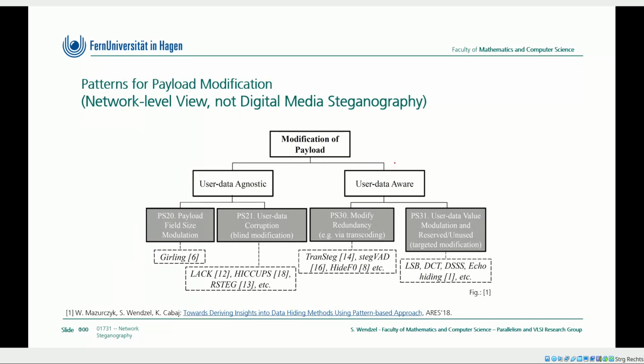There are two types of patterns here: user data agnostic and user data aware. Agnostic and aware in the same meaning as for the timing channels. What you can do is increase or in general modulate the payload field size, and you can also blindly override data, which is not really much steganography because it's easily detectable, but it's not really depending on the media so much. You just override the data. If you are aware of the protocol, so you are not acting blindly, you can also modify the redundancy of data using transcoding, for instance.